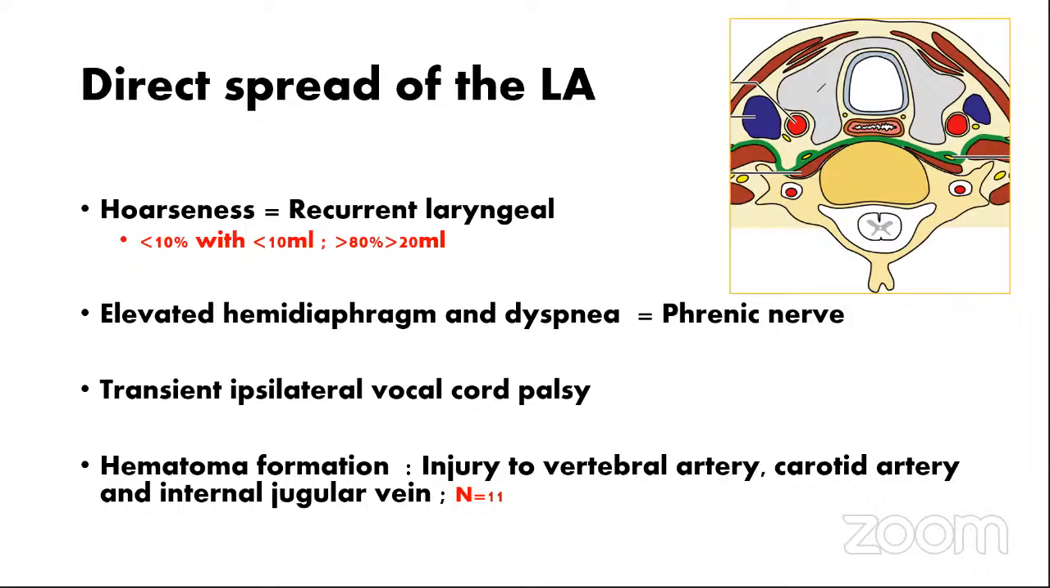So coming to complications, they are basically related to needle penetration of some of the vascular structures and injection of local anesthetic, or it may block the recurrent laryngeal nerve and phrenic nerve, leading to hoarseness and diaphragmatic paralysis. Again, if the volume is less than 10 ml, the incidence will be less than 10%, and it will increase with more volume of local anesthetic agent.